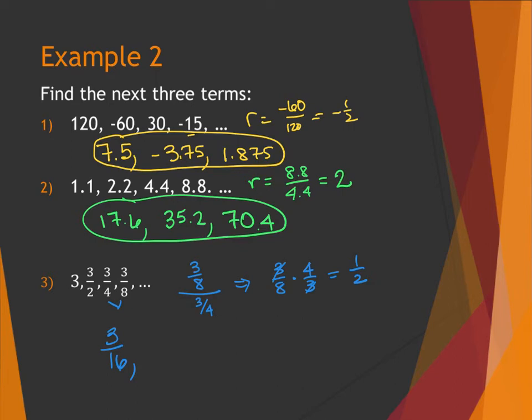So if I take 3/8 and multiply it by 1/2, I end up with 3/16. And if I take 3/16 and I multiply that by 1/2, I get 3/32. And 3/32 times 1/2 will give me 3/64. So these here are my next three terms for part 3.